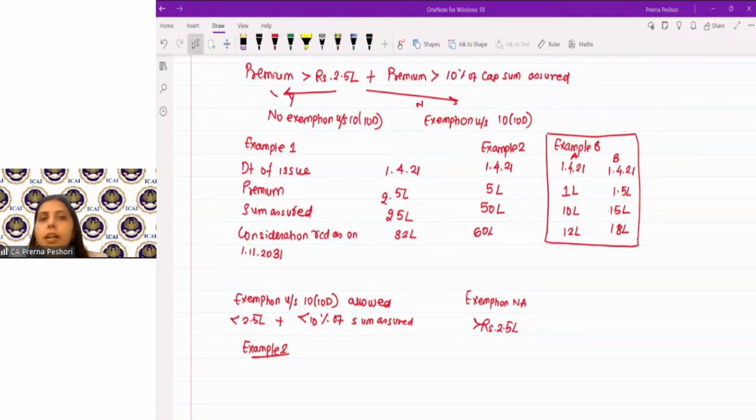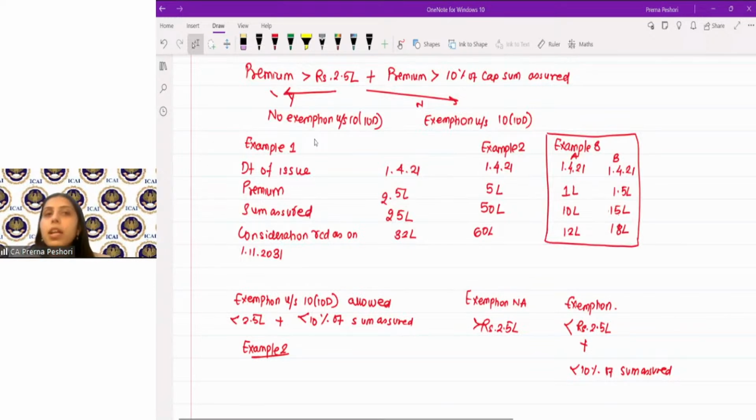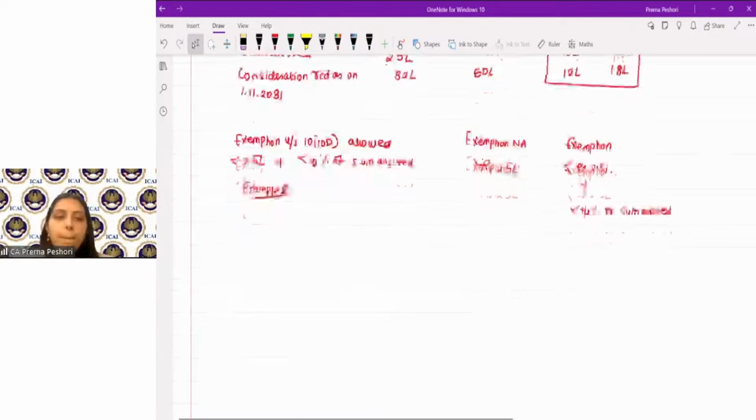Now, what will be your answer? Yes, Nikhil, you're correct. It is allowed because the aggregate premium is not exceeding rupees 2.5 lakh, plus it is less than 10% of the sum assured. Right? So in example 3, the exemption will be allowed.